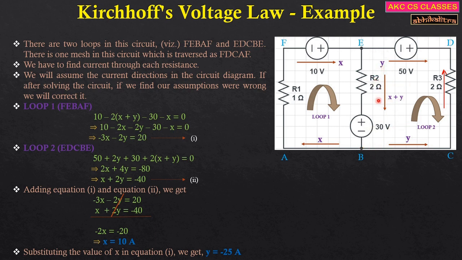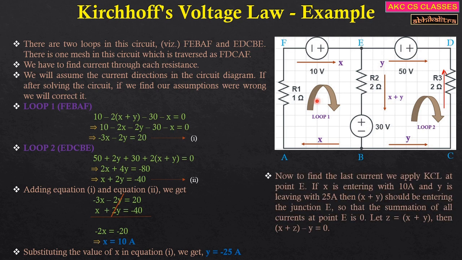So this is one way of solving it. There is another way of solving x plus y as well that we are going to see. Now to find the last current, we apply KCL at point E. See carefully, the value of y is 25 ampere, which is leaving the junction, and x is 10 ampere, entering the junction. Then obviously this particular current has to enter the junction with value 15. Otherwise 10 plus 15 will not be equal to 25, and 25 minus 25 will not be equal to 0. So this particular current cannot leave the junction, because if it leaves the junction, then we actually violate the KCL.